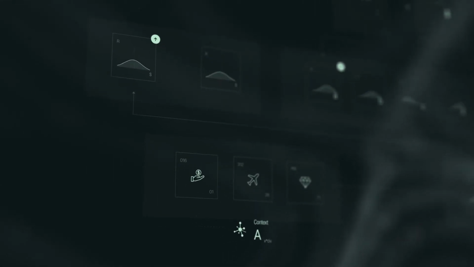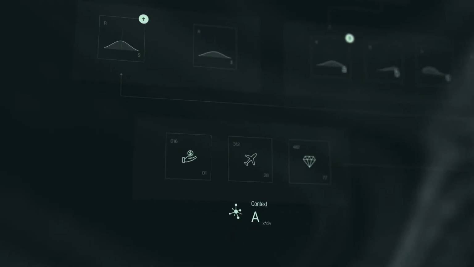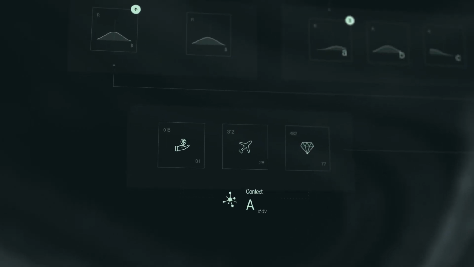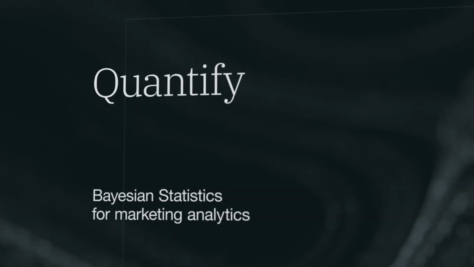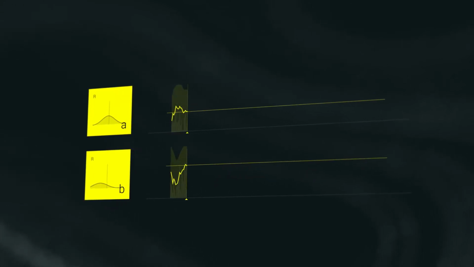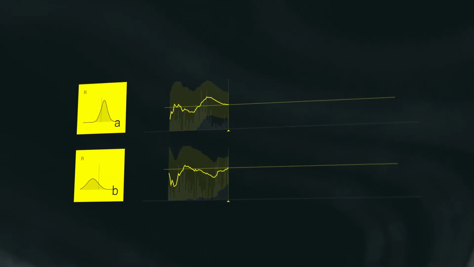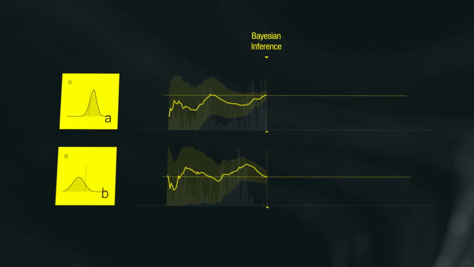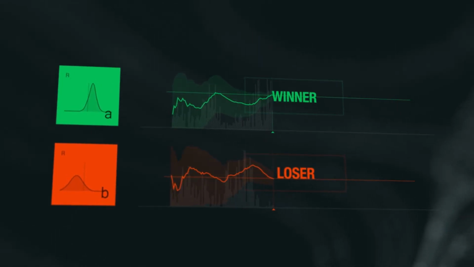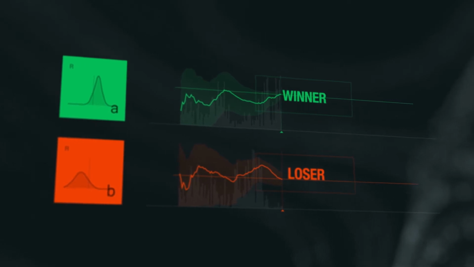Although widely known and recognized by the data science community, only recent advancements in machine learning and computational power have made Bayesian statistics viable for marketing analytics. Our experimentation engine Quantify introduces this approach to marketing analytics and computes probability distributions in real time. As soon as the results are credible enough, Quantify automatically draws meaningful conclusions.